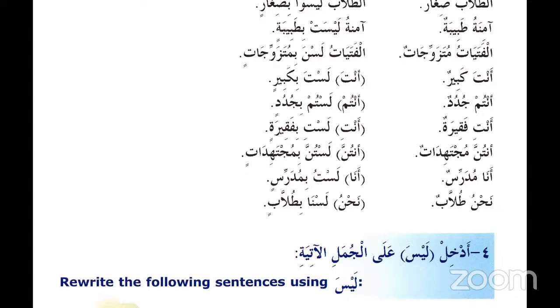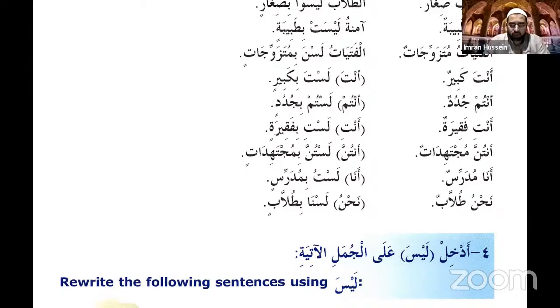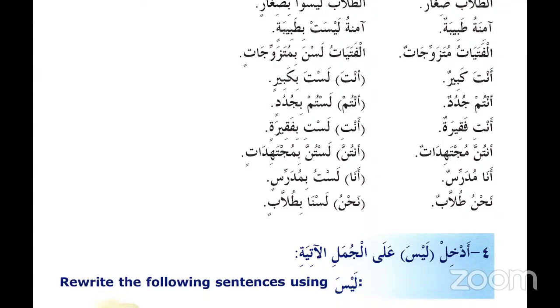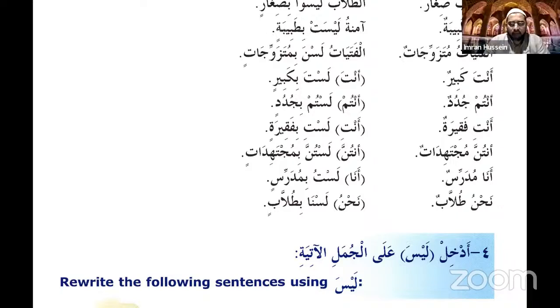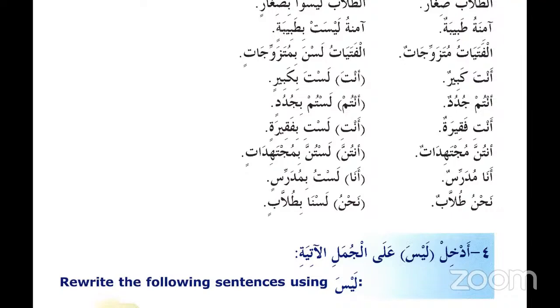Ana mudarrisun. I'm a teacher. Ana, I will be changing to lastu bi mudarrisin. Nahnu tullabun, and for nahnu, lasna bi tullabin. So do we need to use these pronouns, nahnu, ana, antunna, with that, or if we say it without that, it's okay? Lasna bi tullabin is good. You could say it without that, but if you say it, it just changes the actual construction of the sentence. It's perfectly fine. Okay, thank you.